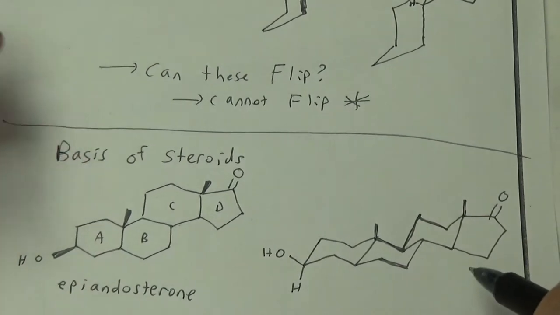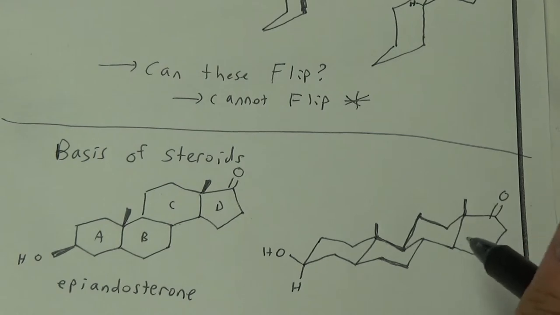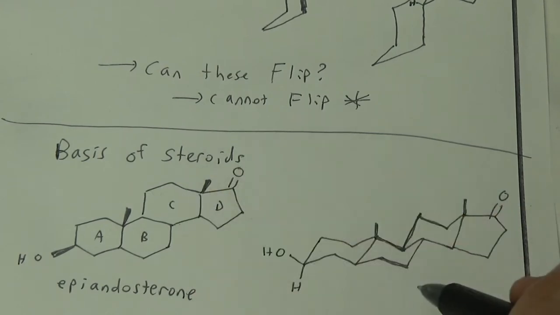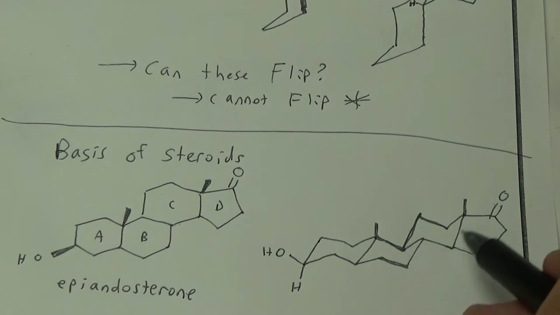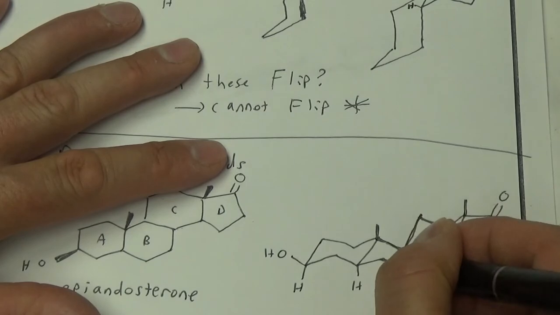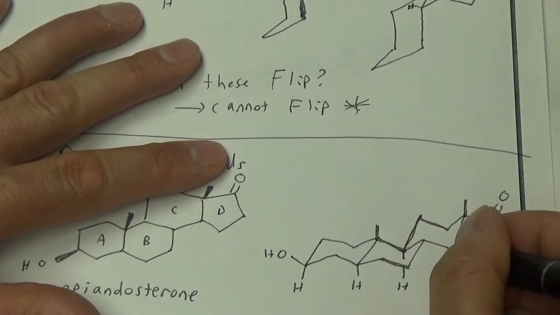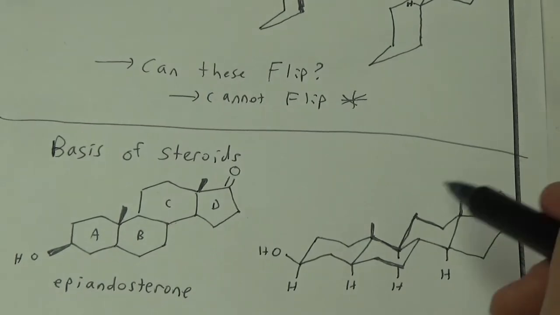Okay. You're not going to have to worry about doing this on quizzes or exams, but it's a fun thing that we can kind of do now that we know how to draw chair forms of cyclohexanes. And they're all kind of fused like this. Of course, we have an H right there down. We got an H in the back. There, we have an H there, etc. So there's all sorts of H's around here.